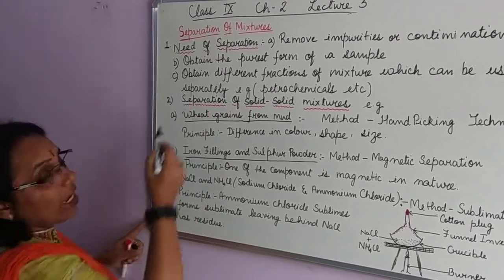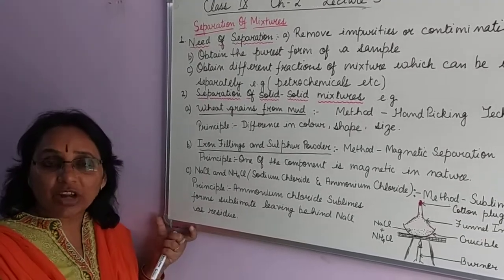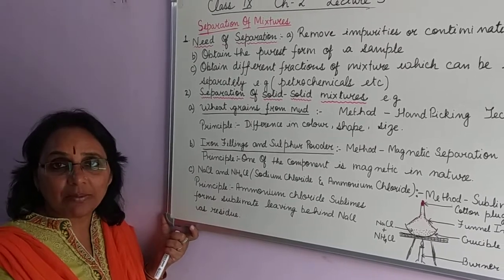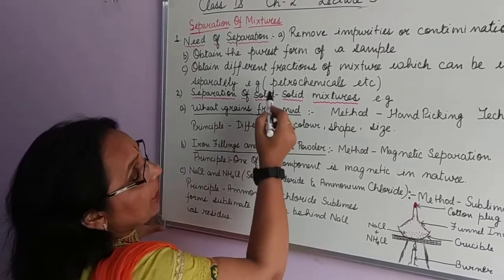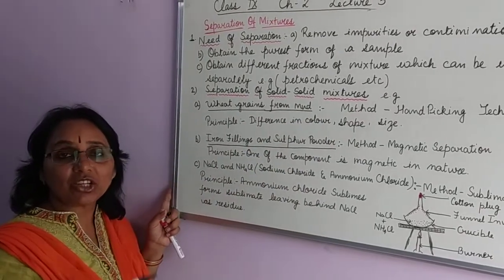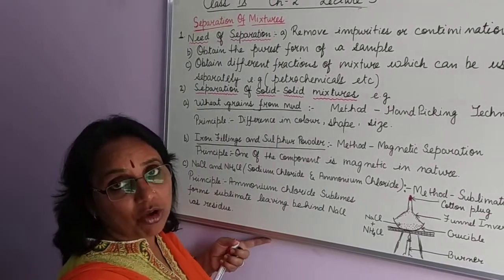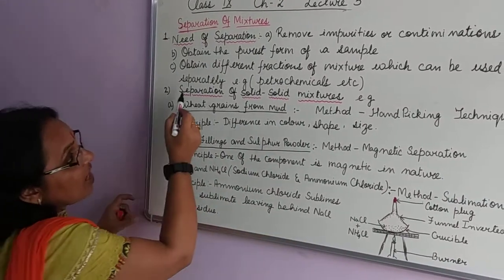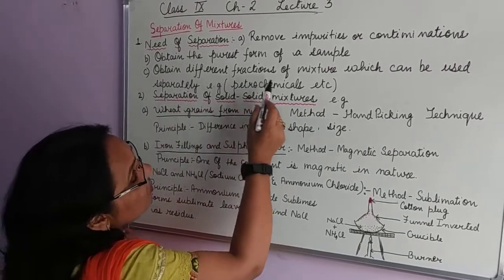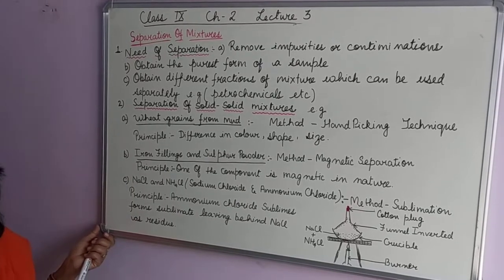Third, many times the mixtures that we get are made up of various fractions, and all these fractions are very useful if they are separated. For example, in the petrochemical industry, you know it very well, the various fractions of these petrochemicals, if separated, can be of great use. So that is why we have to obtain different fractions of the mixture which can be used separately.